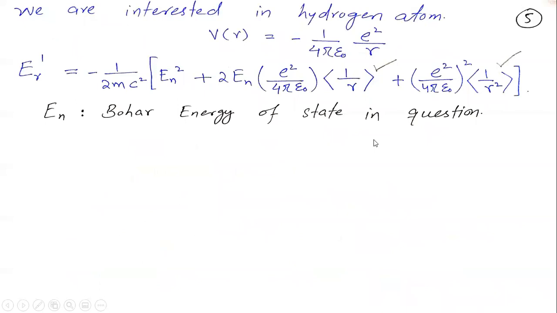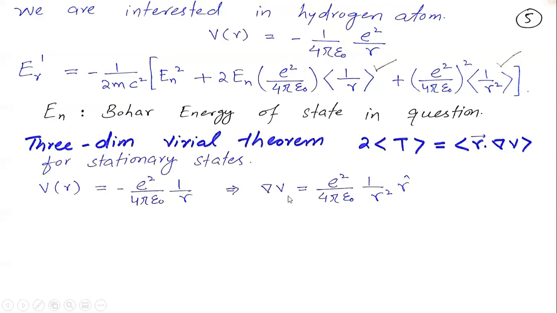From now on, our goal is to calculate the expectation value of 1 over r and the expectation value of 1 over r². Note that E_n are the Bohr energies of the state in question. To calculate 1 over r, we use the three-dimensional virial theorem. I will show you the calculation of 1 over r, and we will just quote the result of 1 over r².